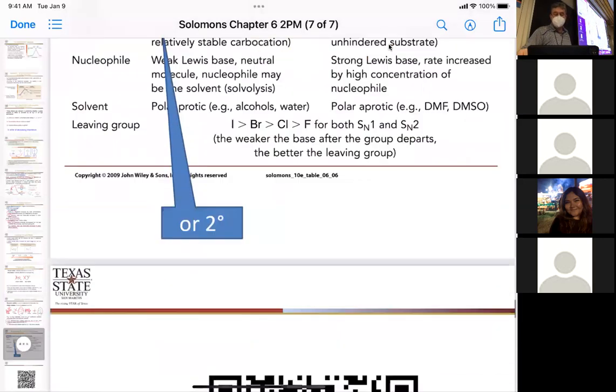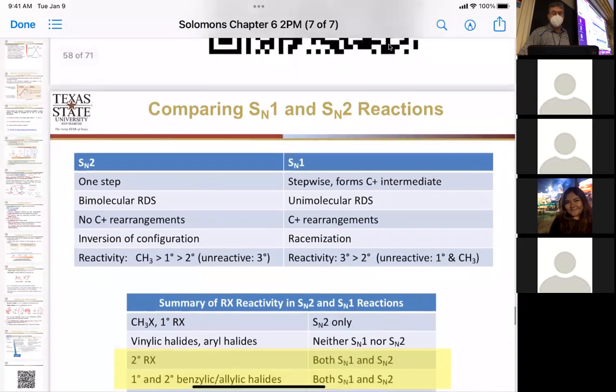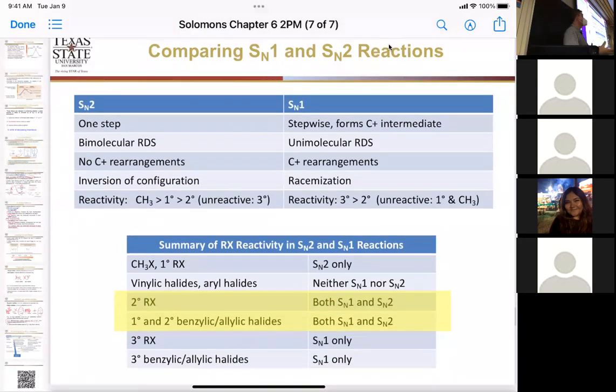So let's change that summary and look at it this way. SN2 is one step, bimolecular, one peak on our energy diagram. It cannot rearrange because it never forms a carbocation, and we always get inversion of the configuration. Even if it's not stereochemical, it gets inversion of the situation. And only methyls, primaries, and some secondaries react.